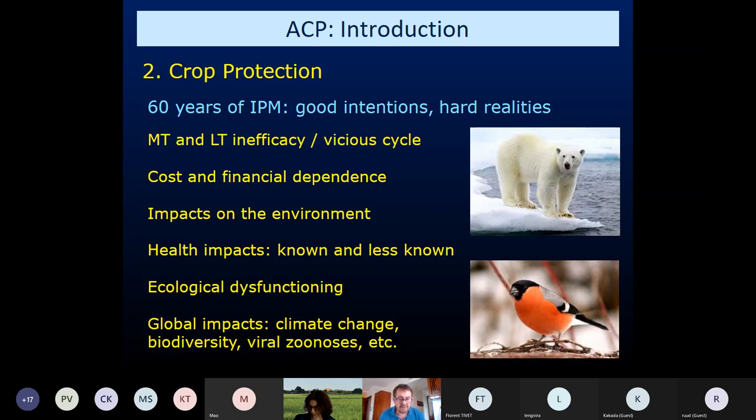I told you about the Silent Spring of Rachel Carson 60 years ago, but that is, for example, a bird of my country. When I was a child, it was really common to see this kind of bird, and now it's very difficult to see one of them. We have also health impacts. I think it's very important for us. Some are known, others are not known.